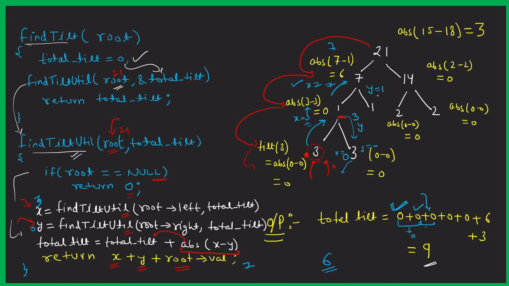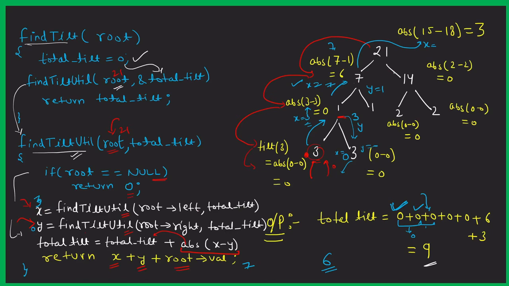So x is 7, y is 1, and the current node is 7. So 7, 1, 7, that is 15. So 15 is returned, and this is actually x. This 15 will go to x. That is, this 15 is coming from the left part of 21. So there we will get 15.